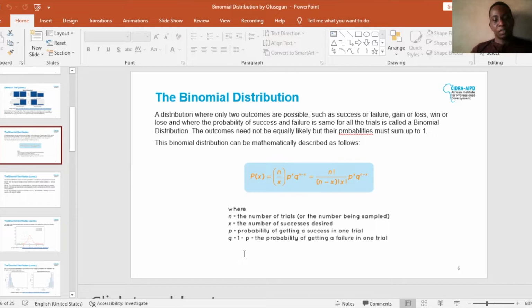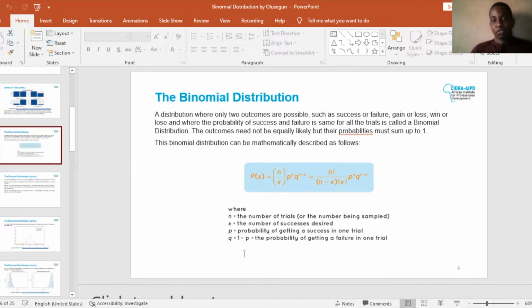Q equals 1 minus p, the probability of success. 1 minus the probability of success will be the probability of failure. To further break down this formula, n combination x can be written as n factorial divided by n minus x factorial times x factorial. What do you mean by n factorial? It means n multiplied by all the values lower than n till we get to 1.